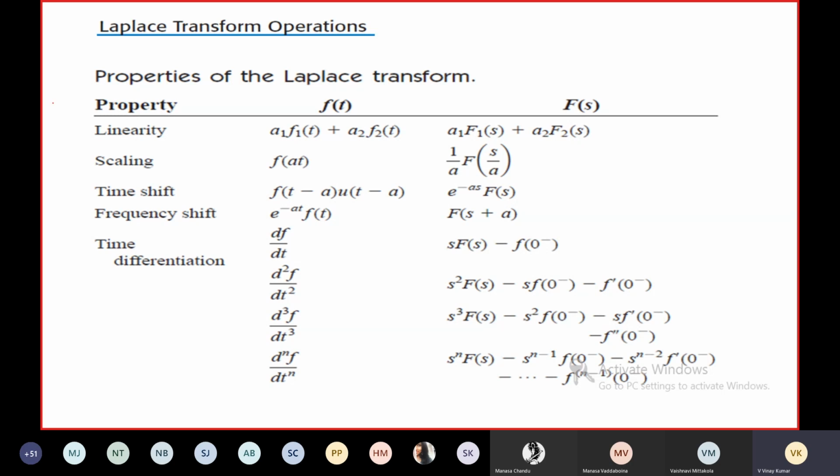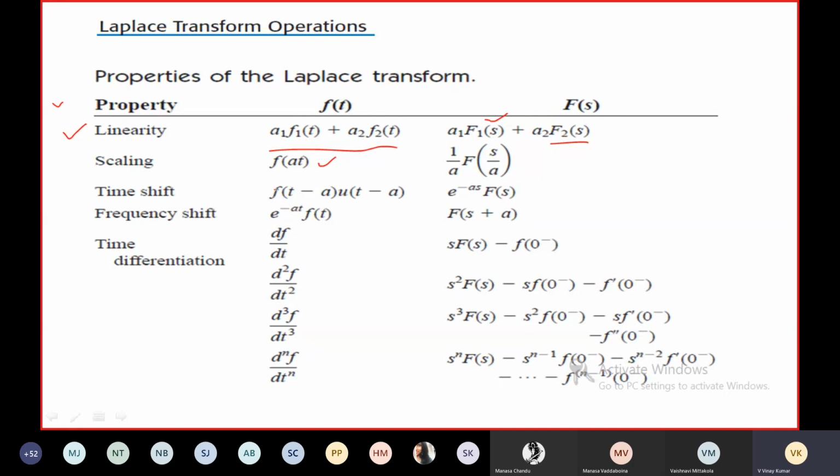Coming to properties of Laplace transform. The first property is the linearity property. This is one function, and this is another function. If we add two functions in the time domain, we can add them in the S domain like this: a1 f1 of t plus a2 f2 of t means a1 F1 of s plus a2 F2 of s. This property is called the linearity property. Coming to the scaling property, f of at is equal to 1 by a F of s by a.